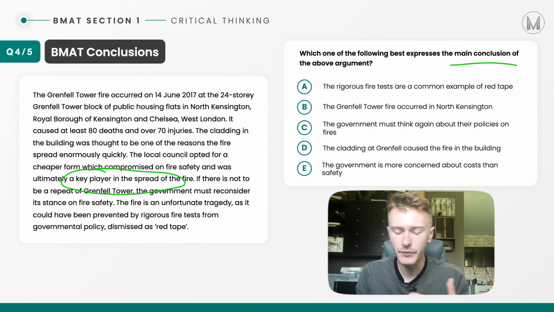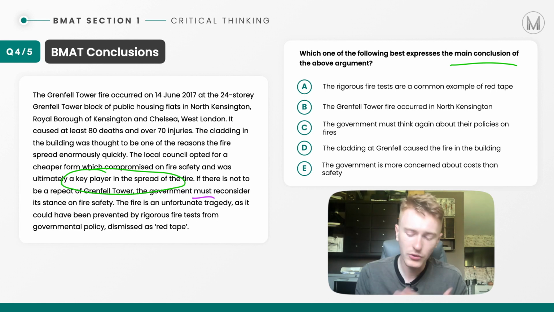He then says the government must reconsider, and I'm going to highlight that word in purple, must. This is what we were just talking about. When authors use the word must, it's clear where their opinion lies. So he says that the government must reconsider its stance on fire safety.